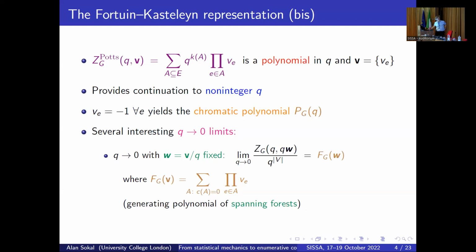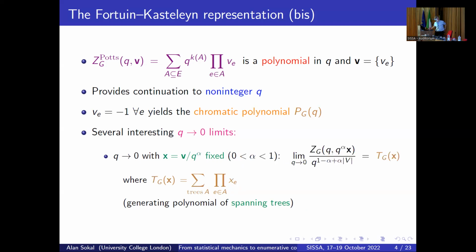On the other hand, if you scale the v's proportional to Q and then let Q go to 0, a very simple calculation shows that you pick up the subgraphs that have the minimum number of cycles. Well, the minimum number of cycles is 0. Those are the spanning forests, the graphs that don't have any cycles. And you get the generating polynomial of spanning forests.